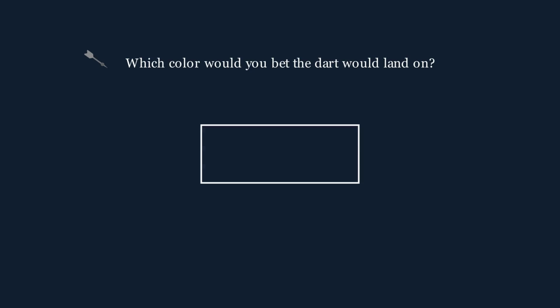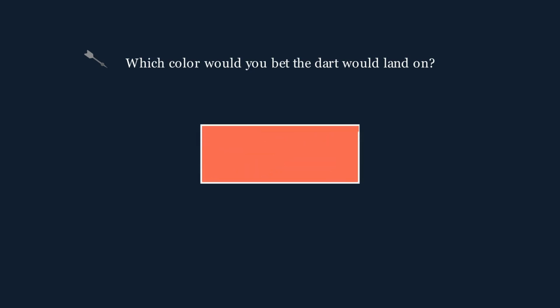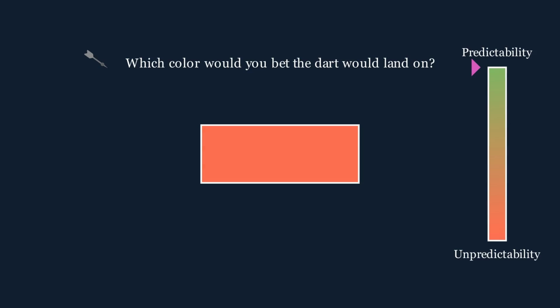Let's say you're playing a certain version of a game of darts. The rectangular area shown in the center is the dartboard, and for the sake of this experiment, let's assume you're bad at the game, so your throws can land anywhere on the board. Your goal is to predict which color the dart would land on. Initially, there is only a single color, red. So you can predict with 100% confidence that the dart would land on red. In other words, the unpredictability of choosing the correct color is 0.